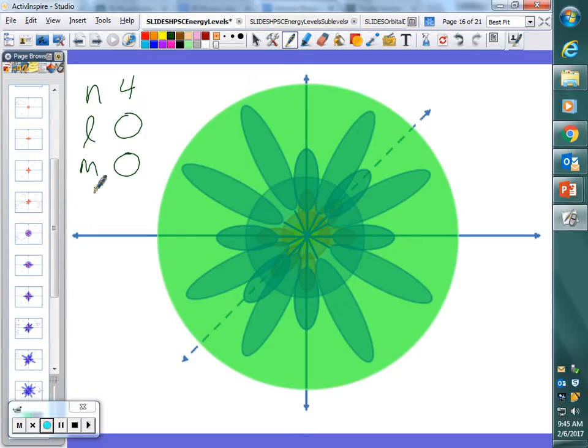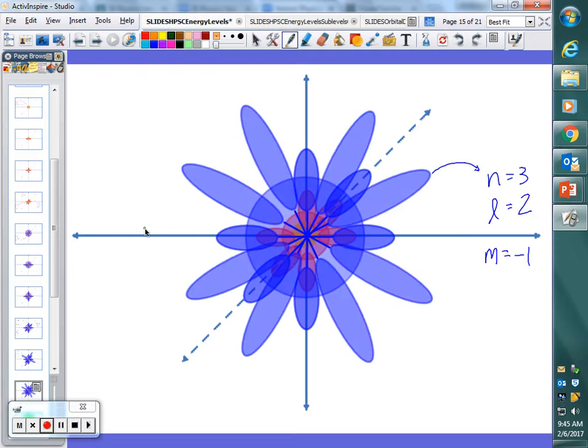M is between -L and L. Okay? So in this case, for an s orbital, L is equal to 0. And that means that if you go from -0 to +0, that's just 0. That's only one possibility.